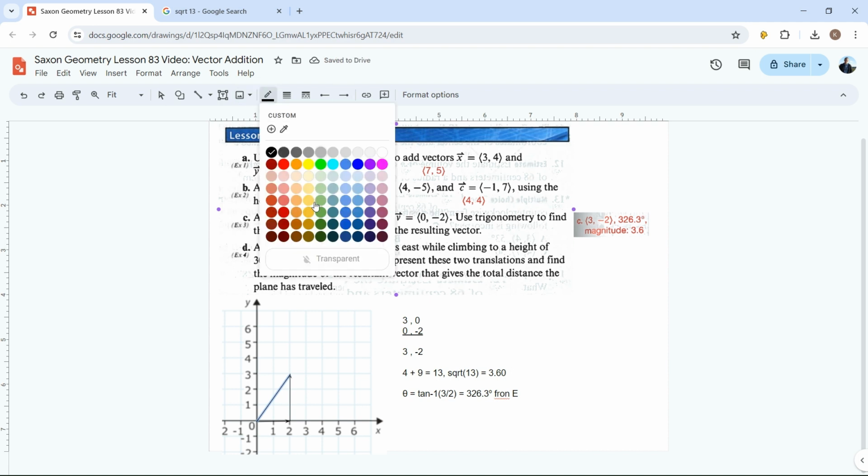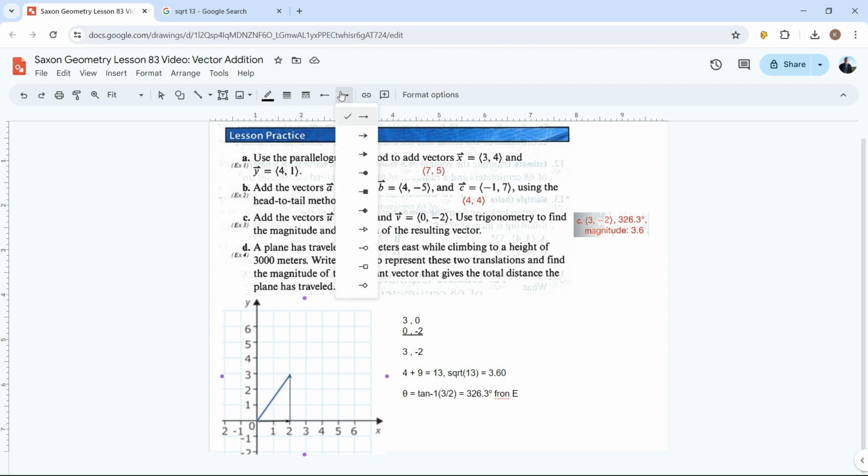Okay, so my resultant vector goes over 2, up 3. Let's put our resultant color red, red for resultant. There we go. All right, and then let's see, that represents the actual distance traveled. Now we need to consider this as a right triangle. Okay, I have a horizontal and a vertical. Those form a right angle.